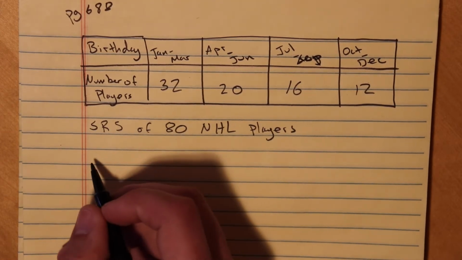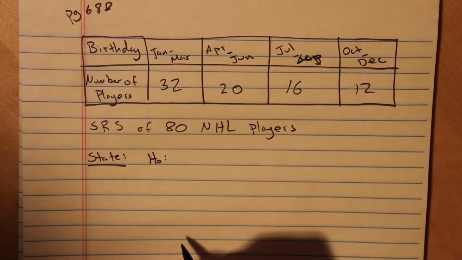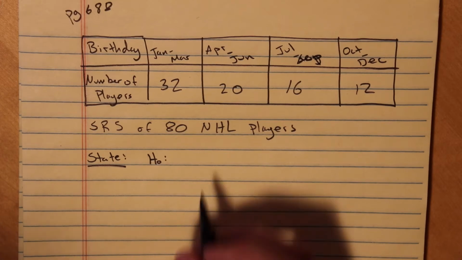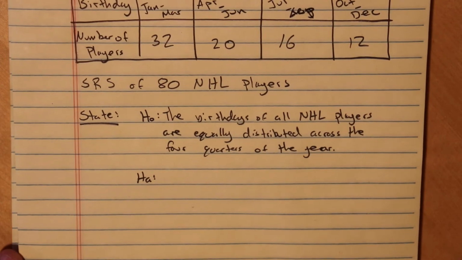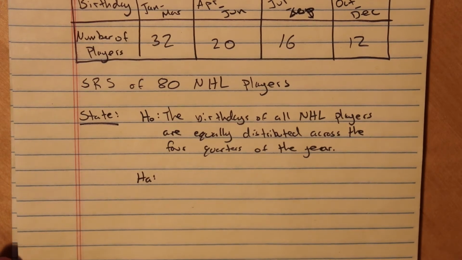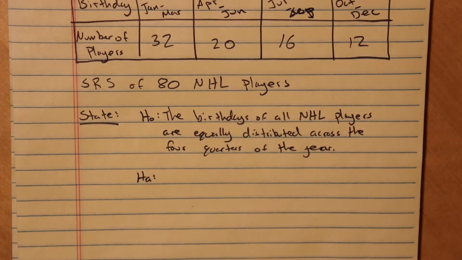So we're going to get to our state. Our null hypothesis is that the birthdays of all NHL players are evenly distributed across the 4 quarters of the year. And I'm a huge fan of alternative hypotheses and a goodness of fit test. Essentially what we're going to be saying is that if the null is that the birthdays are equally distributed, the alternative is that they are not equally distributed.